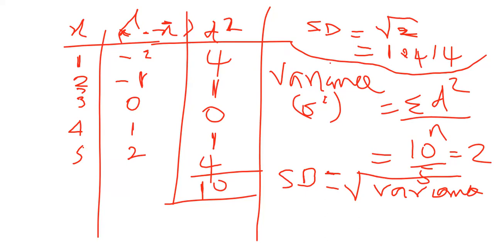When you know variance, the square root of variance is standard deviation. When you square standard deviation, it will give you variance. So that is the solution to that small question. Is it clear? Yes, it's clear. Good. The next question is number 2.